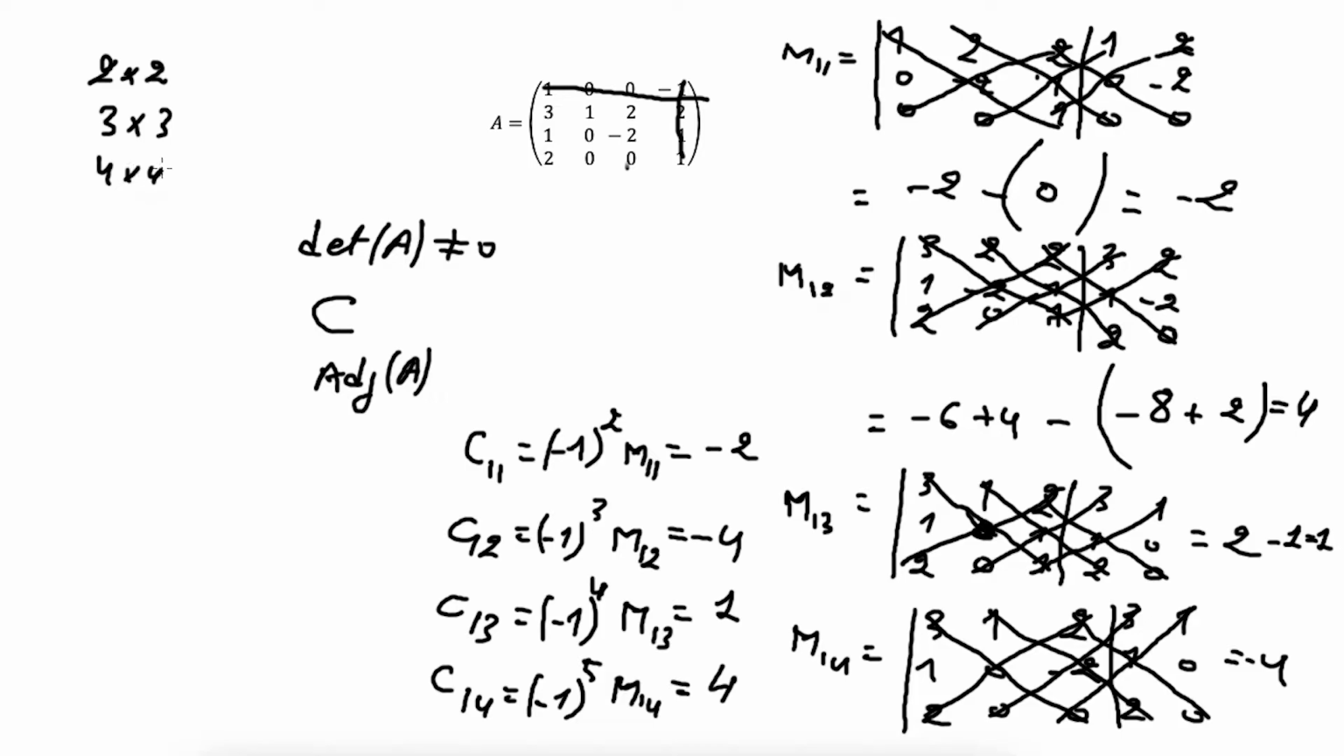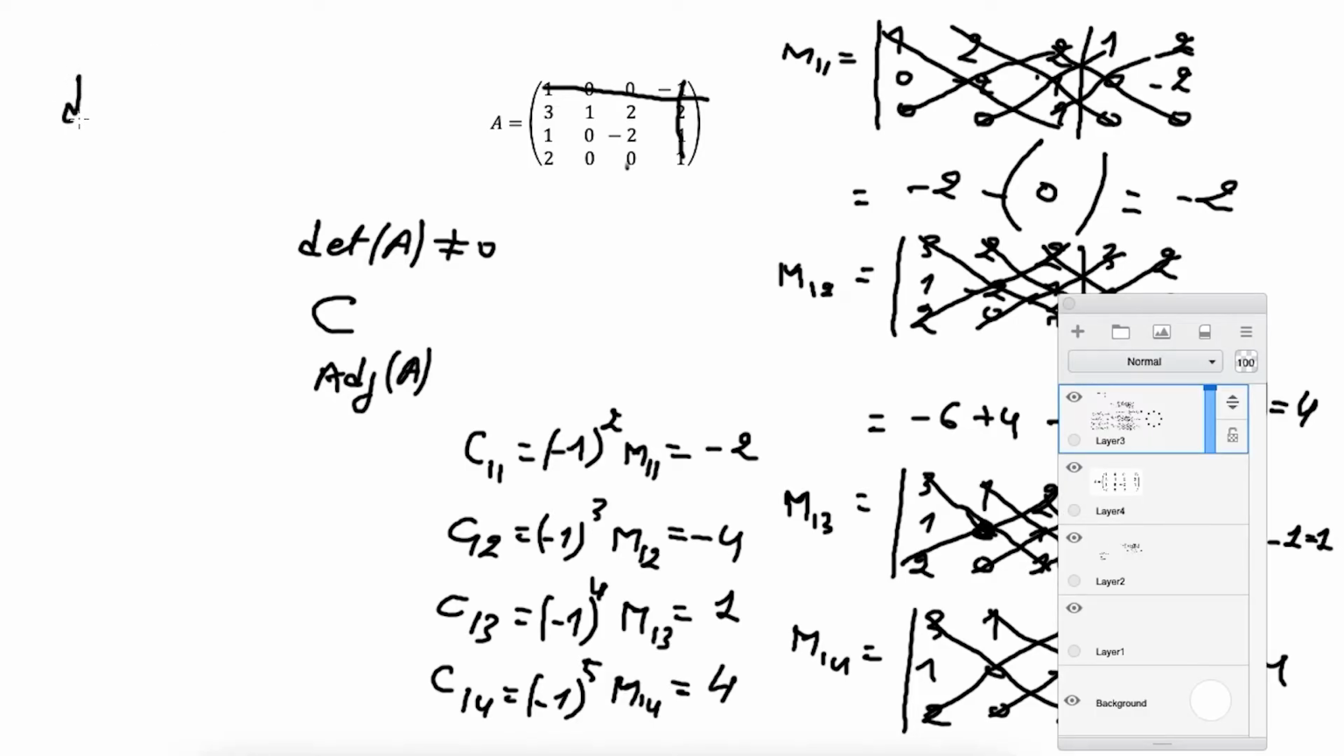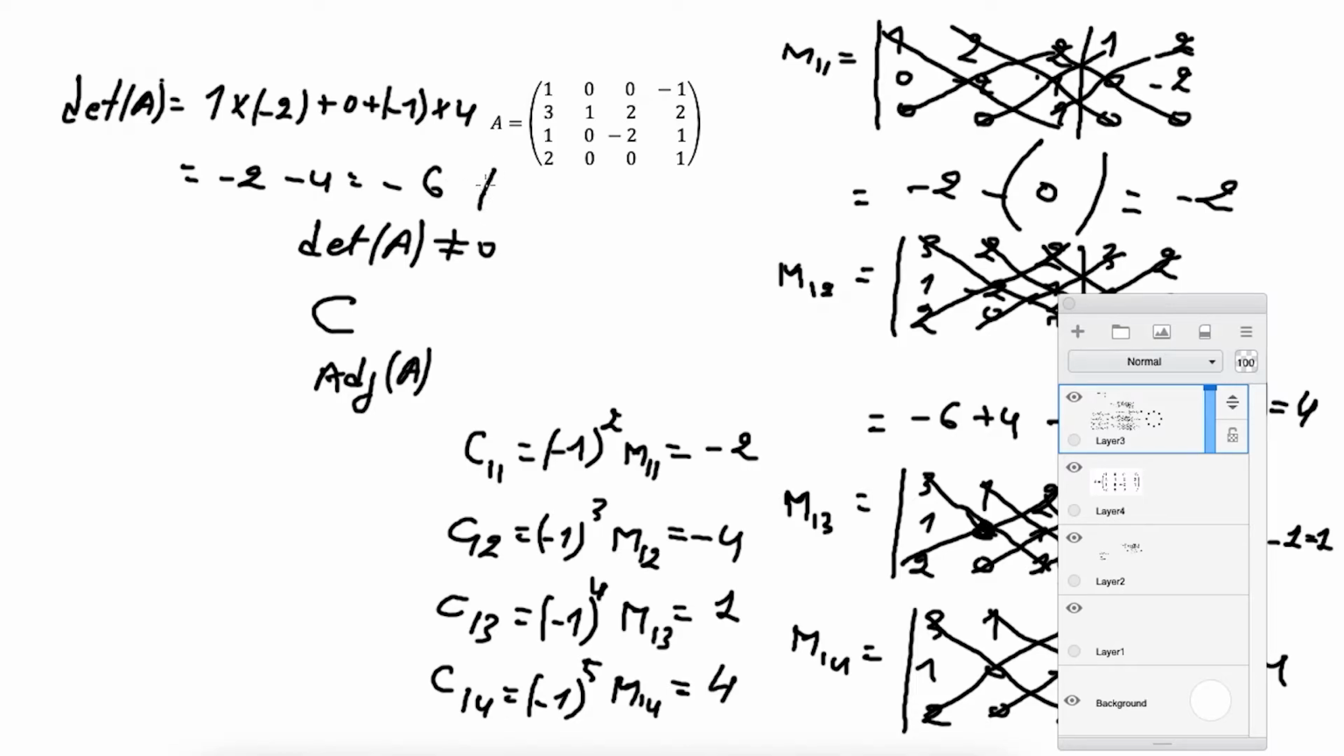So the determinant of A, let me write this space here, so the determinant of A will be equal to A11 C11, A11 here is 1, so it will be 1 times C11, which is minus 2, times minus 2, plus 0 times minus 4 is 0, plus this 0 also times 1 is 0, so we'll get minus 1 times 4, this minus 1 here times 4, so the determinant will be equal to minus 2 here, minus 1 times 4, which is minus 4, which is equal to minus 6, so it is different from 0, and then A is invertible.